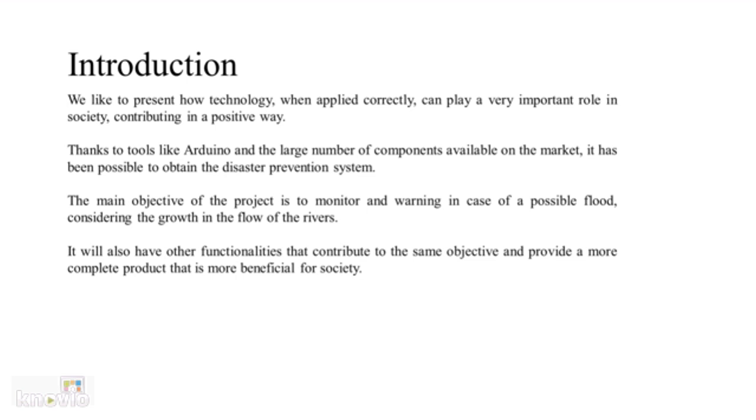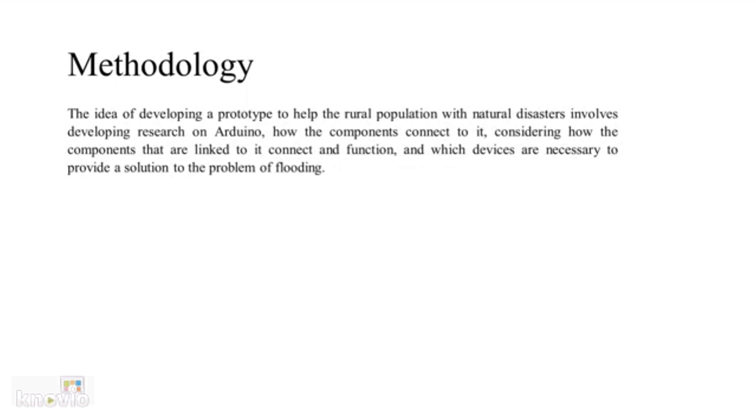The main objective of this project is to monitor and warn in case of a possible flood, considering the growth in the flow of the rivers. It also has other functionalities that contribute to the same objective and provide a more complete product that is more beneficial for society. About methodology, the idea of developing a prototype is to help the rural population with a natural disaster.